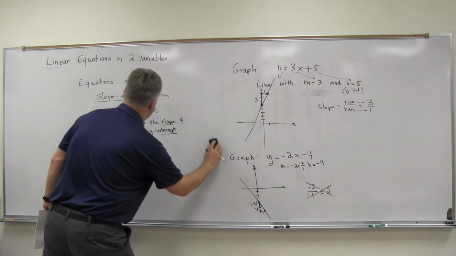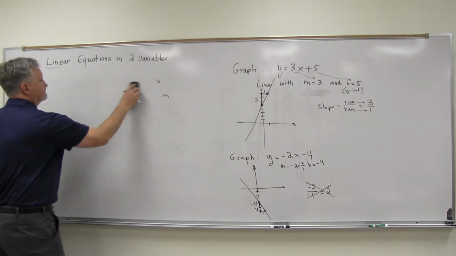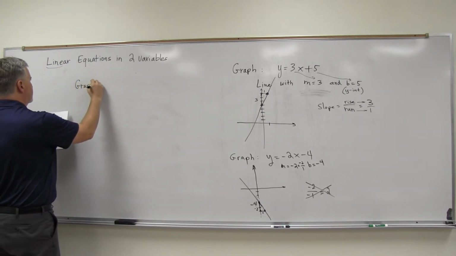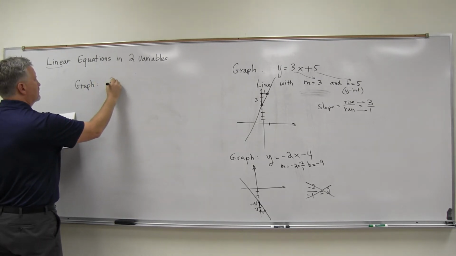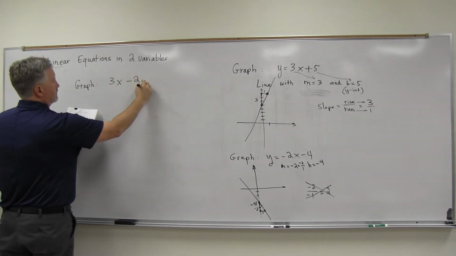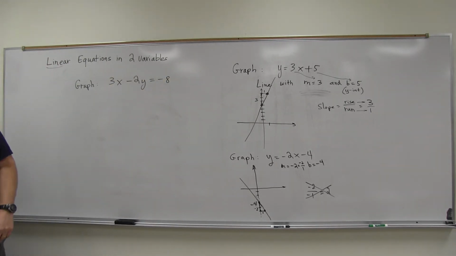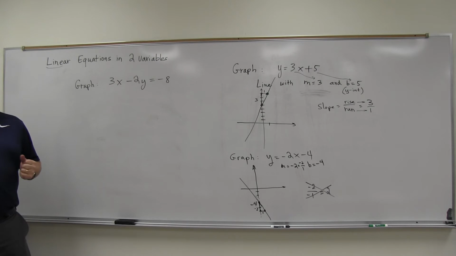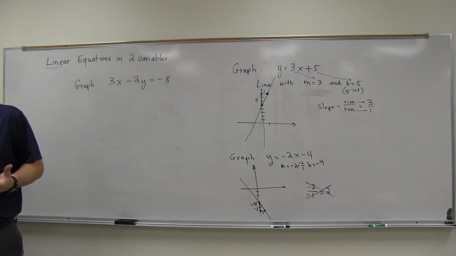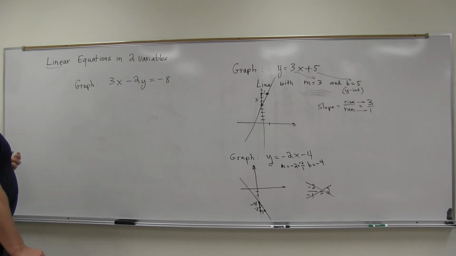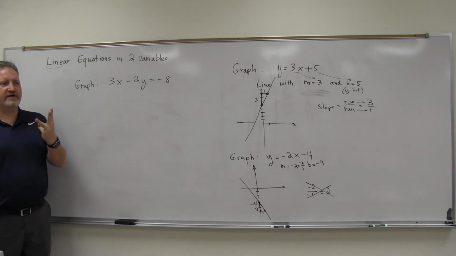All right. Let's talk about this one. 3x minus 2y equals negative 8. The goal is to graph this, and unless it specifies otherwise, we have our option. I don't care which way you do it. But let me talk about 3 ways here.